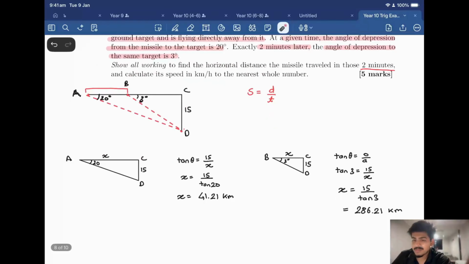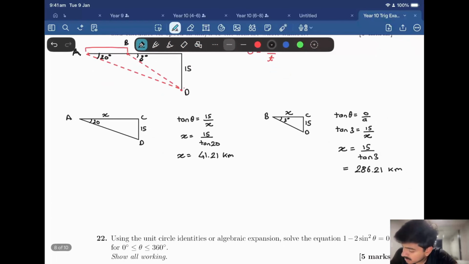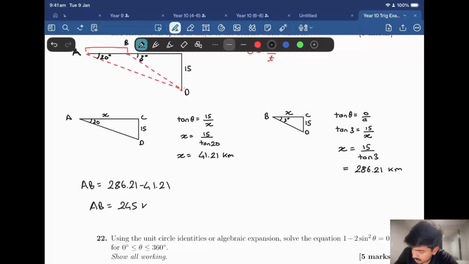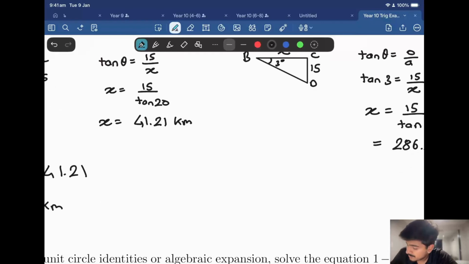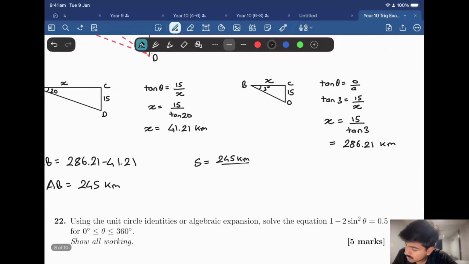So the main idea stays the same, right? So we find AB. So what is AB? AB is 286.21 minus 41.21, right? So I'm just gonna do that. That's 245 kilometers, right? So what's the speed? The speed is 245 kilometers in 2 minutes, right?